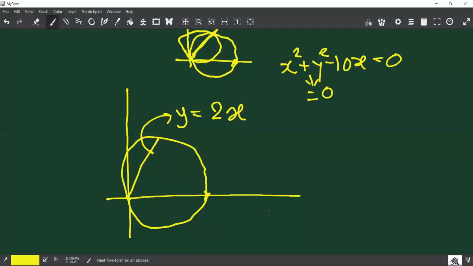It's passing through the origin because in absence of the constant term, 0, 0 will always satisfy the equation. It is not the center of the circle. The circle is passing through the origin because in the equation of the circle there is no constant term. Hence 0, 0 will always satisfy the equation of the circle.